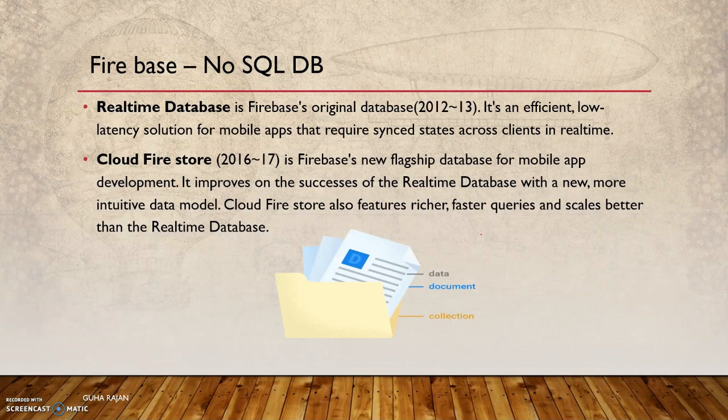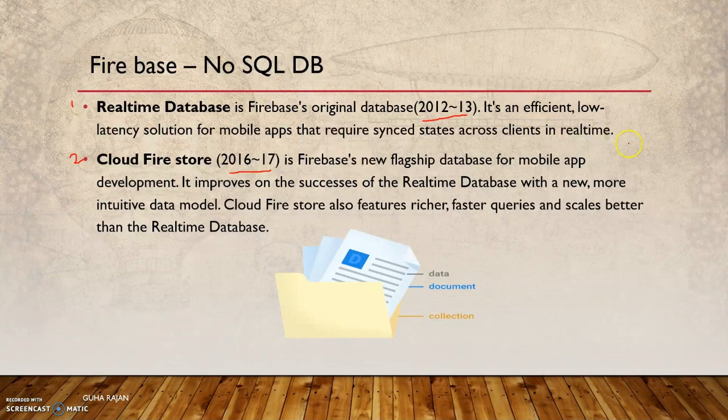So, as far as the Google Cloud NoSQL database is concerned, it is called Firebase. There are two versions. The latest version is the Cloud Firestore. The initial version, though it is called Firebase, is generally known as the real-time database, and it was released around 2012, 2013. Whereas the Cloud Firestore is a more recent version.